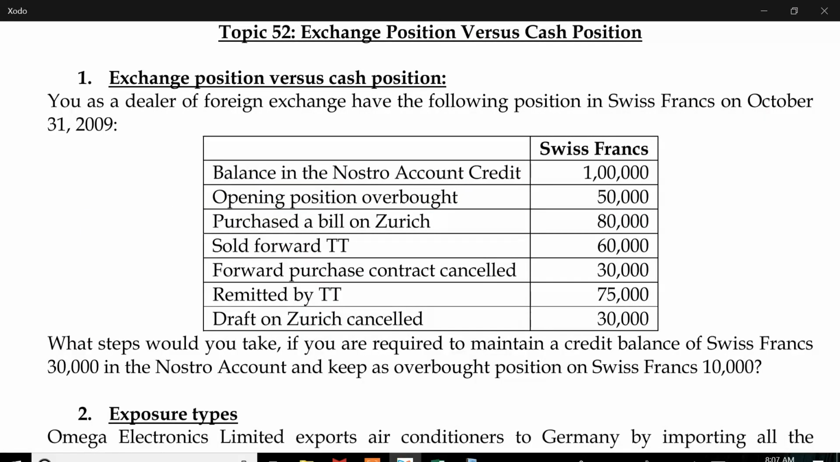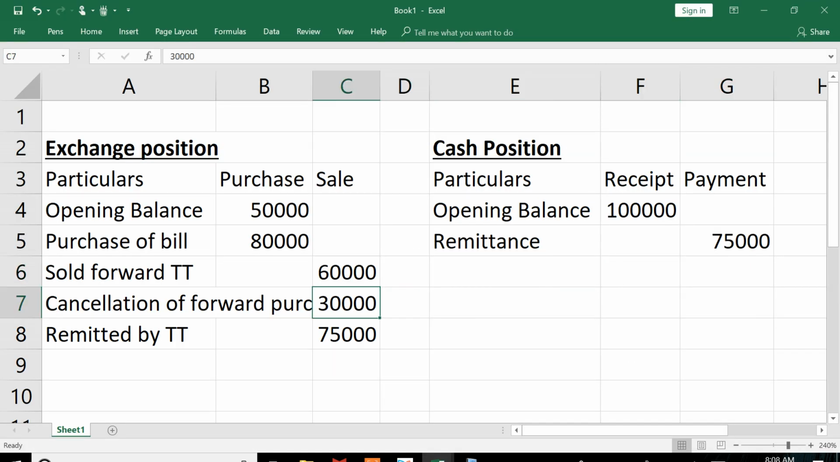Remitted by TT. I have given money. Not received, no, remittance. Then we can adjust it against that purchase bill which we have. So kind of it's happening, no? It is written in 75,000 on the sales side, no? Technically it's happening that way only. Your remittance is being written as a sale entry, no?